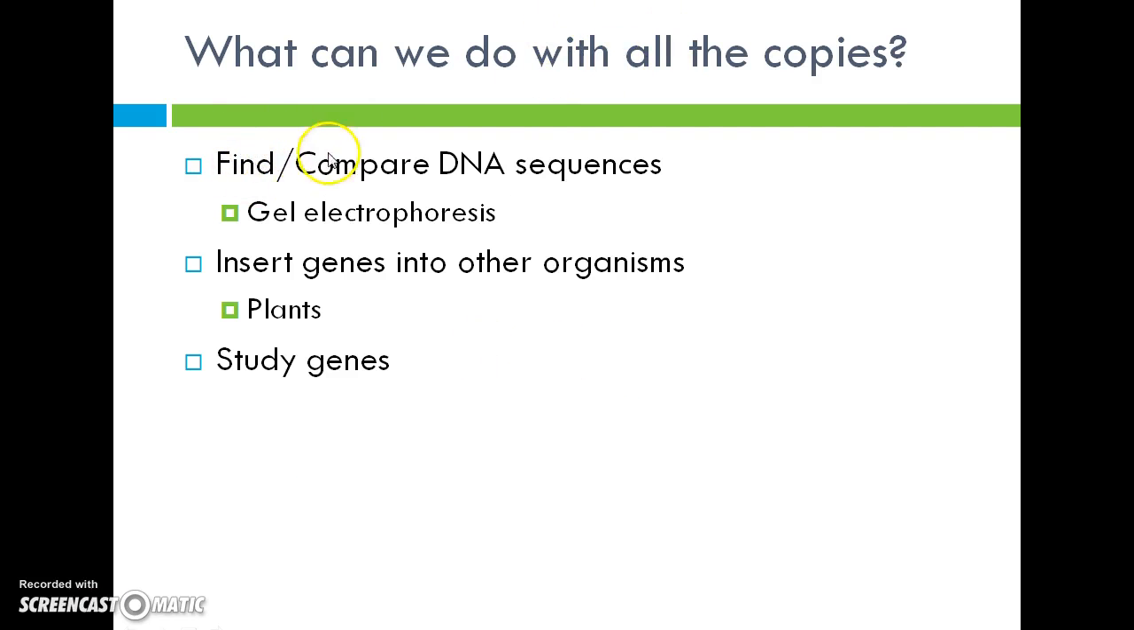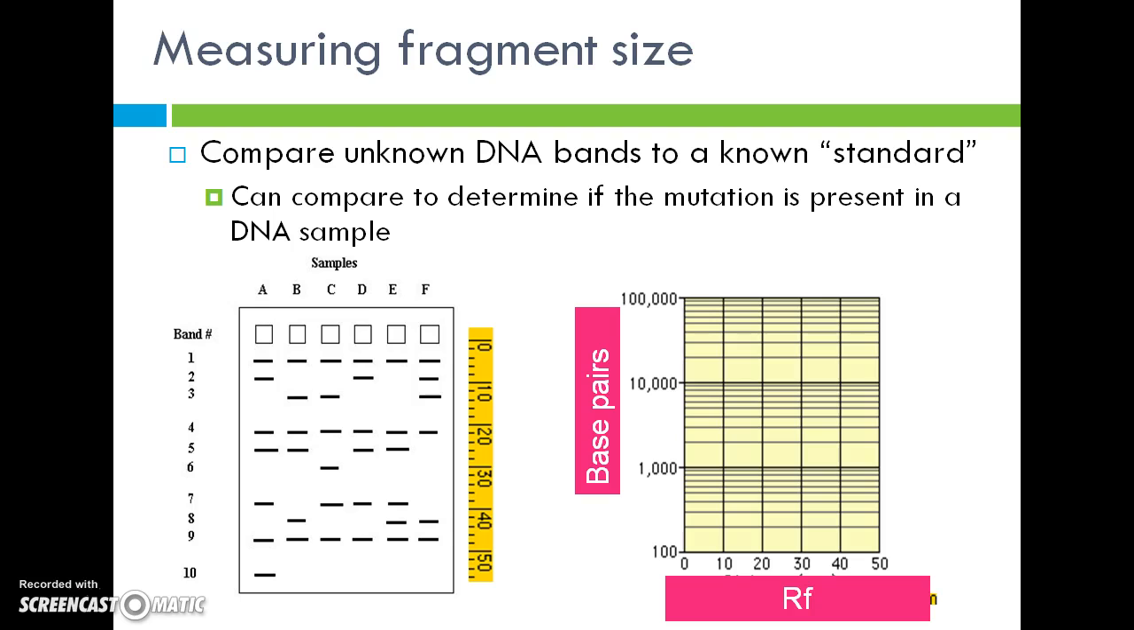Well, we can run them through the gel to find and compare those DNA sequences and identify suspects in a crime or specific genes that a person may have. We could take those genes that we've made hundreds and hundreds of copies of and insert them into other organisms like plants to create genetically modified foods, or we could use those to just study the gene sequences, the A's, T's, G's, and C's, to understand disease or traits a little bit better.